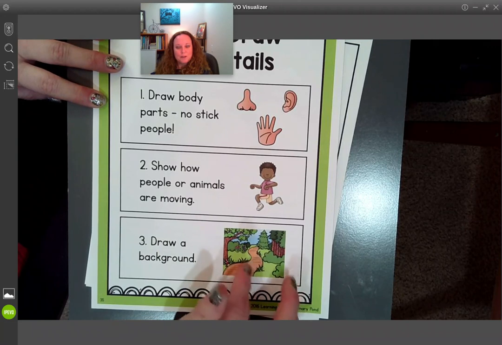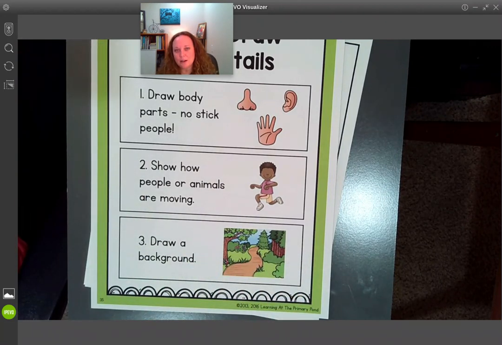But then there's that part right there. It says draw background. That's how you knew I wasn't at school today. You looked in the background. You looked at what was happening behind me. So we're going to go back to our writing that we did on Friday.